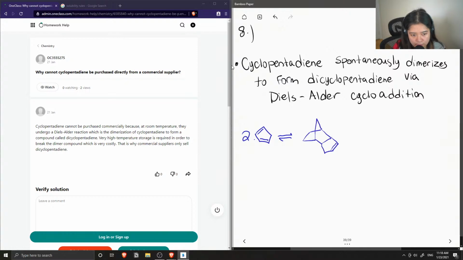Okay, so you get kind of like this structure, which is the dicyclopentadiene. And the reason why we can't purchase this cyclopentadiene directly from a commercial supplier is because the purity isn't guaranteed.